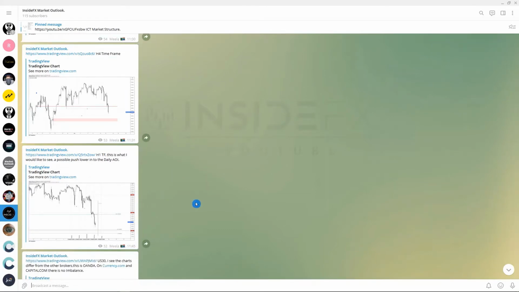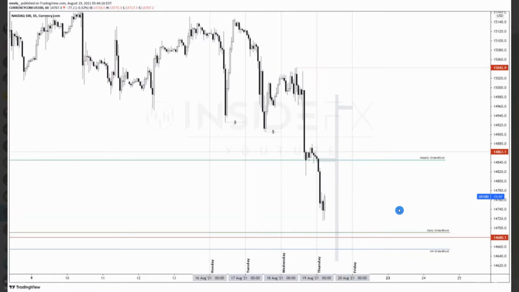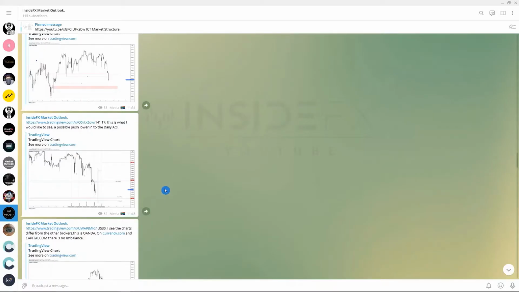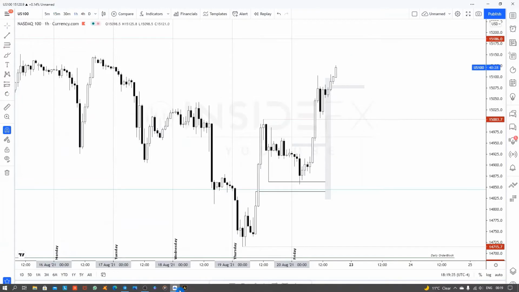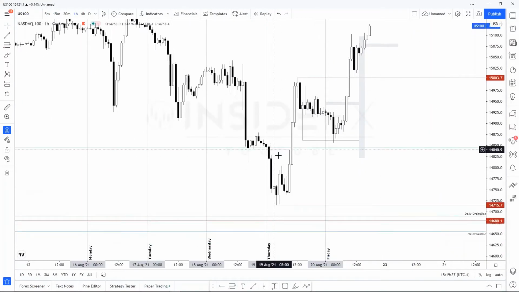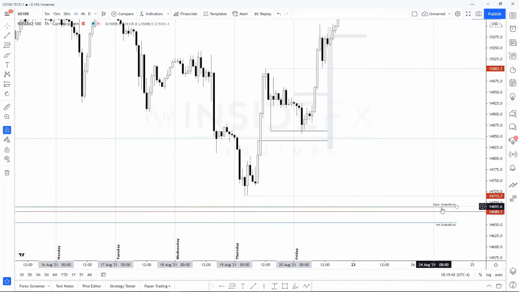So this is the H1. Yeah, so this was just the Thursday prediction which I marked out. I wanted to see price head lower, but price stayed within the weekly order block and just moved higher, as you saw from the previous slide, which is here. You can see right here, price just dropped. Price did not move lower towards the daily order block which I marked out.